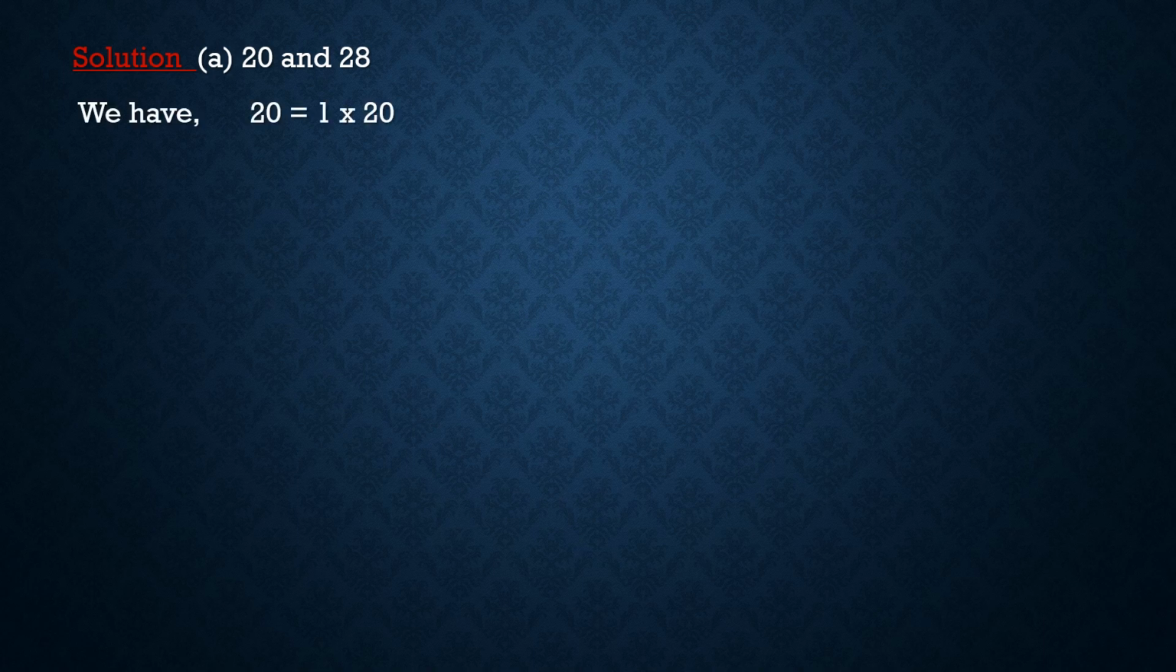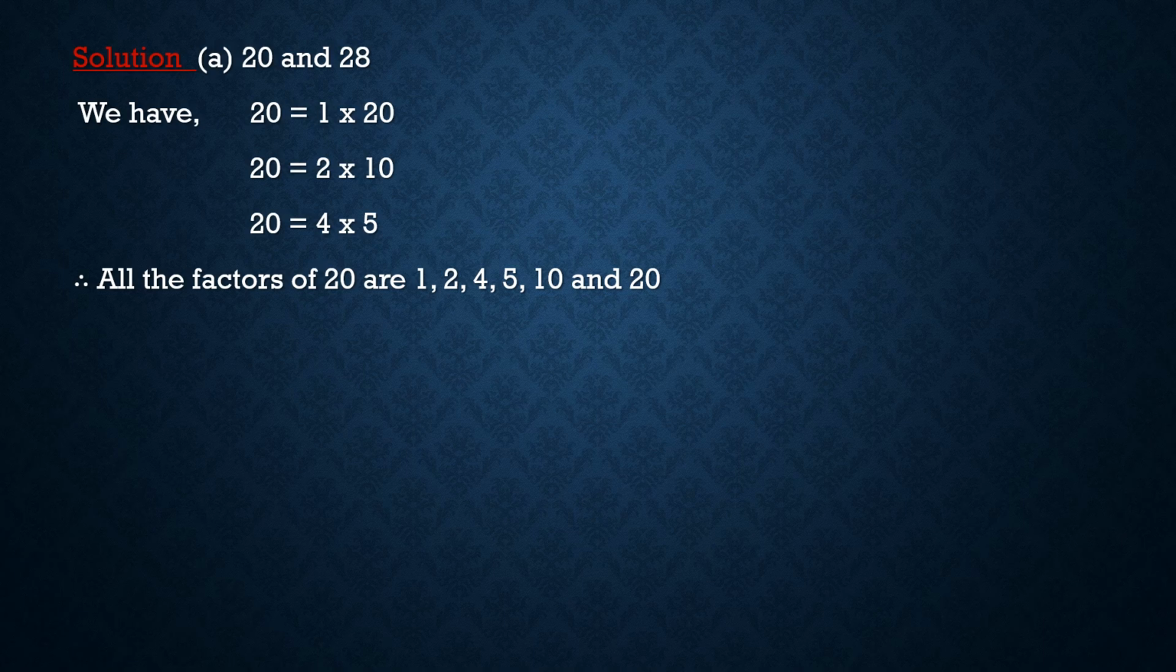Let's start with 20. 20 can be written as 1 into 20, which means that 1 and 20 are the factors of 20. Also, 20 can be written as 2 into 10 and 4 into 5. Therefore, all the factors of 20 are 1, 2, 4, 5, 10 and 20.